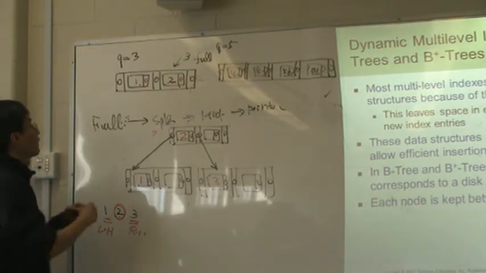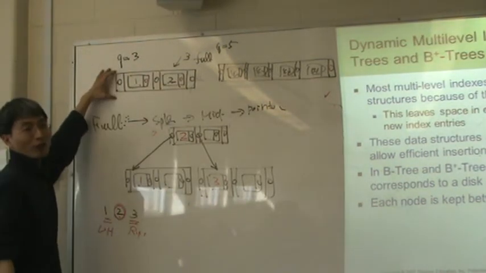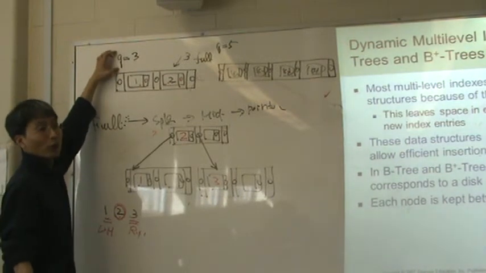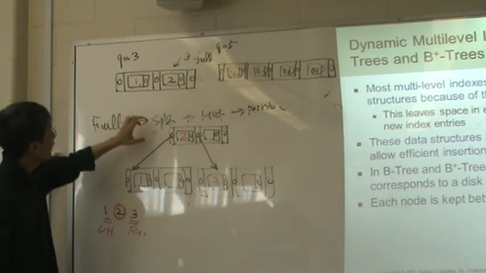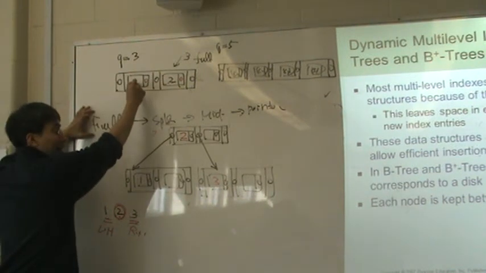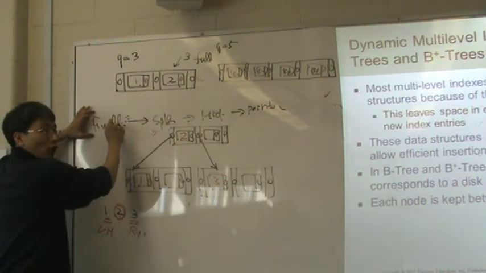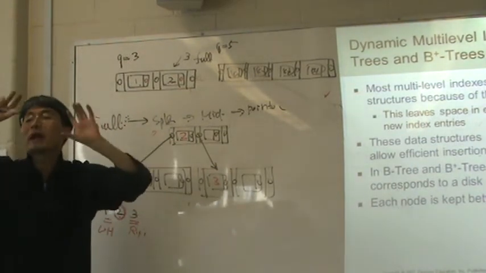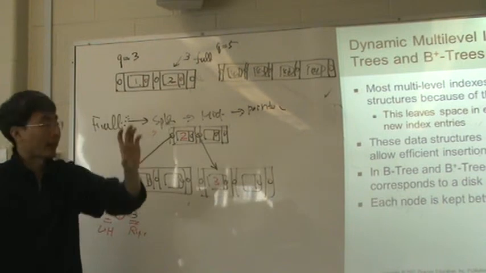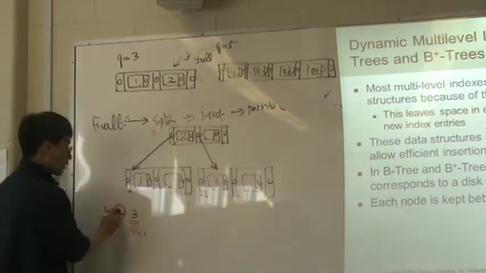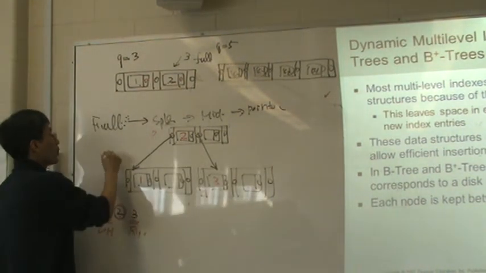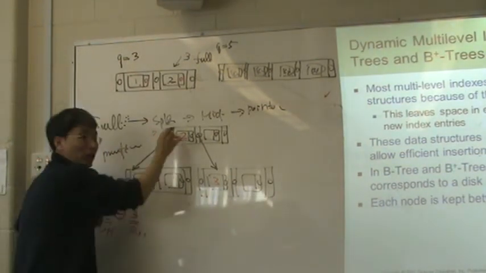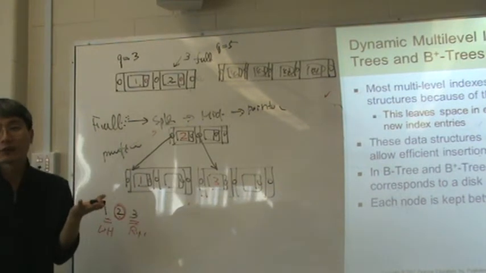How can we build? First, build the node structure based on the Q order. Okay? Then you can insert the index key entry until full. In case of full, we split into 2. Split means make a copy. Next, find the middle value. The middle value will be promoted. It's called a promotion. It becomes the parent.